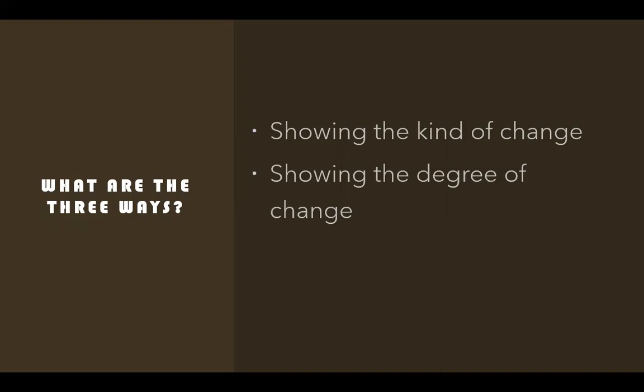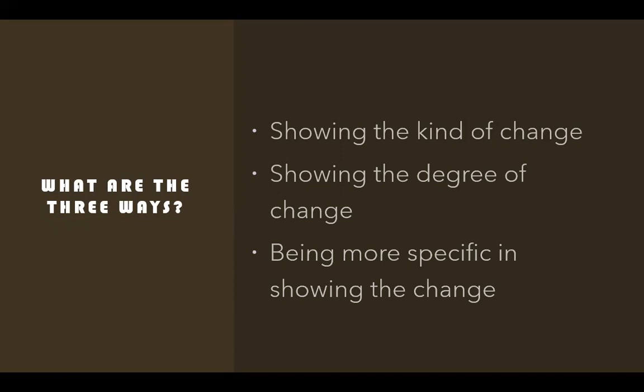The 3 ways are kind of different from the way we usually say it. This time we are going to be more precise. Tujuannya kali ini adalah agar lebih precise, lebih spesifik saat menyebutkan atau menyampaikan tentang perubahan. And the 3 ways to do it are, first of all, by showing the kind of change. And the second one is showing the degree of the change. And finally, you will be more specific in showing the change.